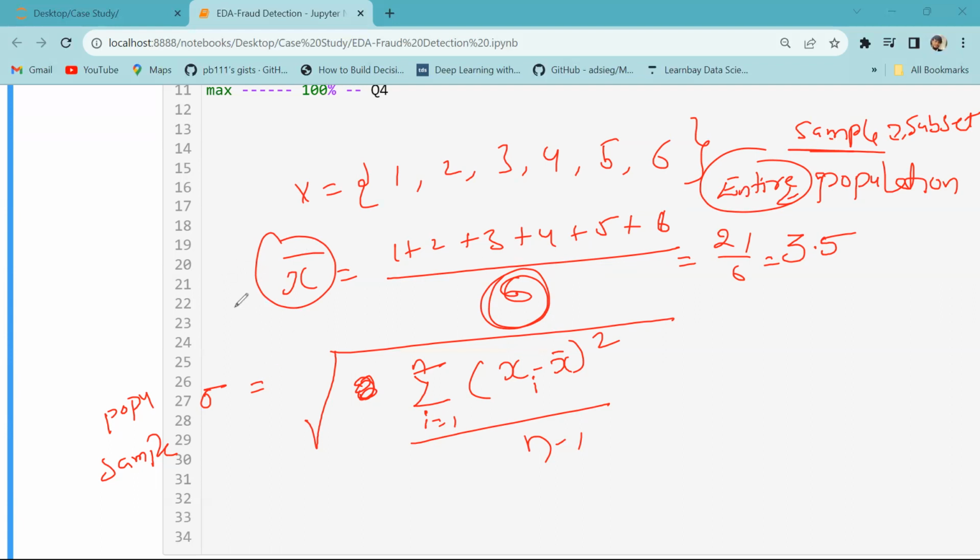But let me consider this is population data. If it is population data, then the formula is the square root of the summation from i equals 1 to n, where every time we subtract the mean from the original number, square it, and sum over the next elements, then divide the total by the n value, and then apply the square root. Tell me what is the value for this one?